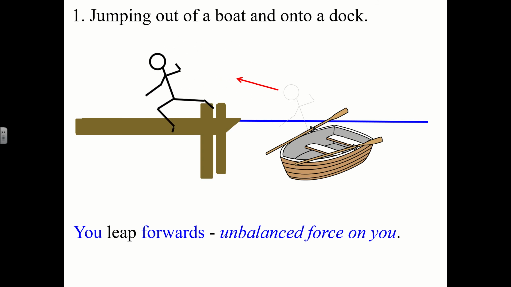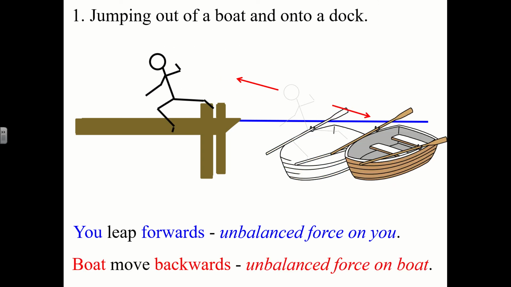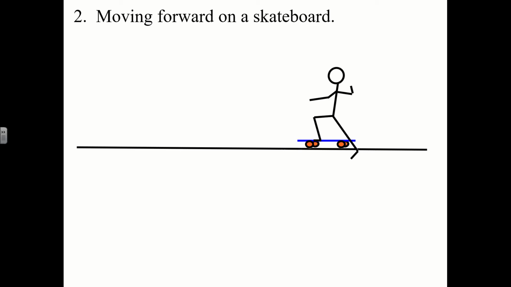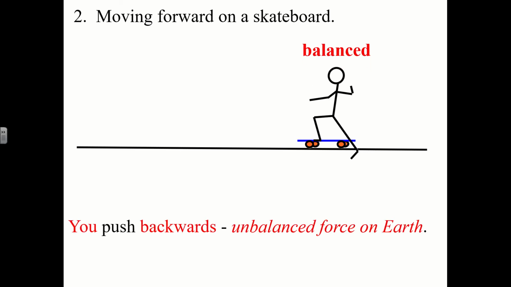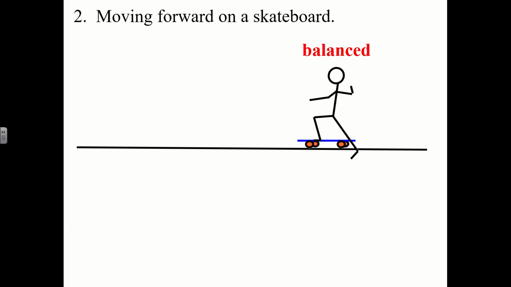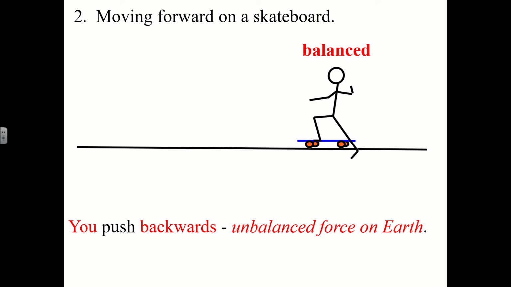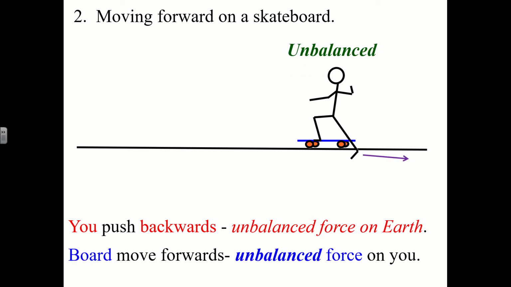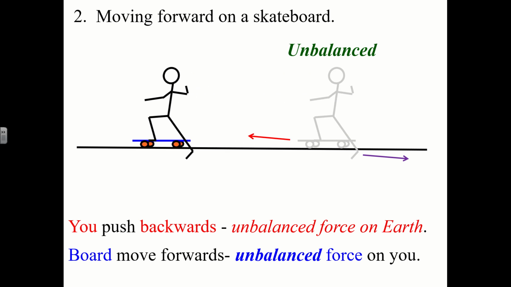It's an unbalanced force on you, and then the boat moves backwards. There's an unbalanced force in the boat. Same thing with a skateboard. Right now, this is completely balanced, but the moment that you push backwards with your foot, there's an unbalanced force on the earth with your foot, right? You're pushing the earth, and in return, the earth pushes you or the board.